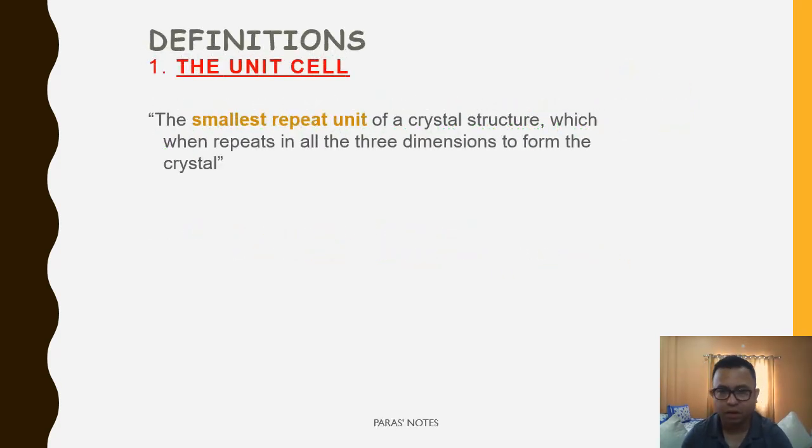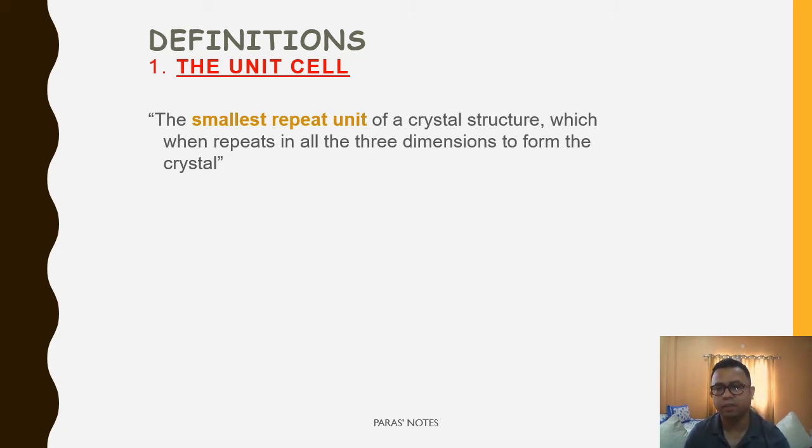Now the smallest unit of a crystal. Think about a crystal. A diamond is a crystal, sodium chloride is a crystal, and likewise so many different crystals we can think of. Every crystal is made up of small units. For example, in biology you are learning that cells combine together to form a tissue, then different tissues combine together to form the whole human body system. In the same way, a crystal is also made up of the smallest unit, and that unit is called a unit cell.